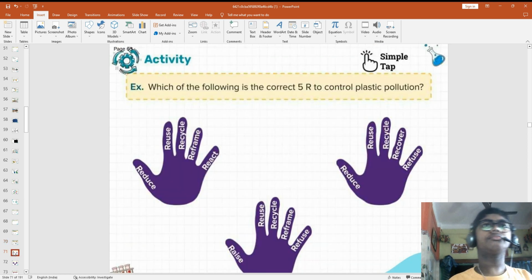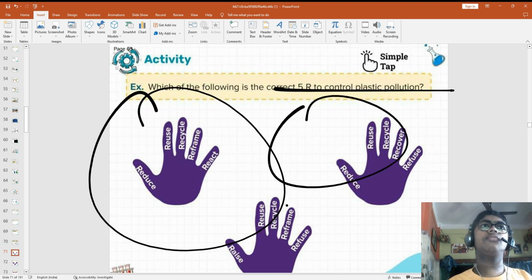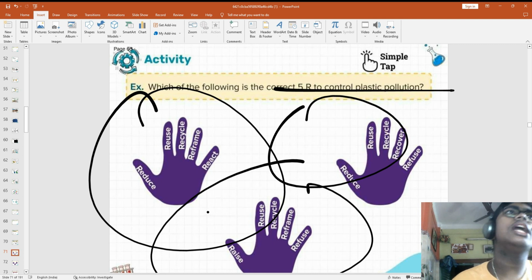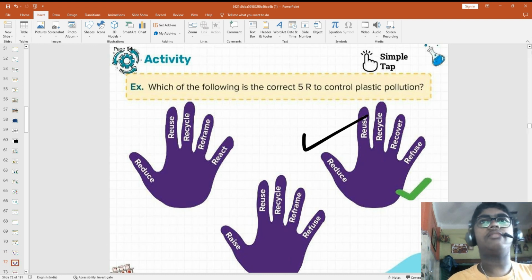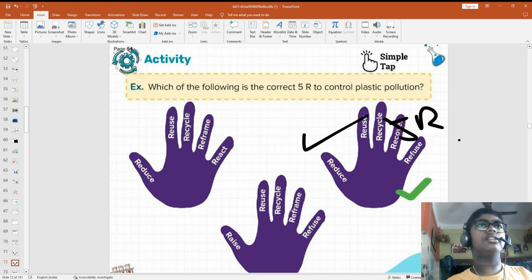Okay, so tell me which one is the correct answer to control plastic? This one, yeah, this one. Reduce, recycle, reuse, reframe, react. Reduce, reuse, recycle, recover, refuse, or reduce, reuse, recycle, reframe, refuse. Answer is this one. These are the Rs. Okay.